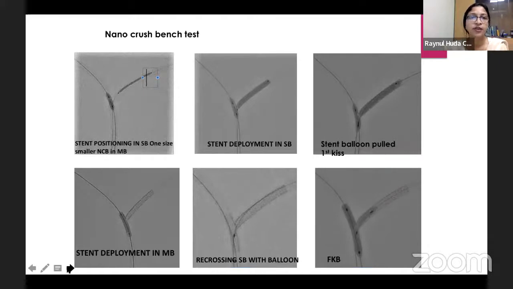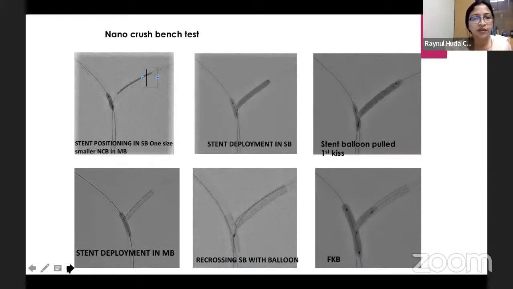Right system was normal. In our lab, we routinely practice the nano-crush technique for bifurcation lesions, even in left main, due to its procedural simplicity and its short procedural time. This is a review of a nano-crush bench test.